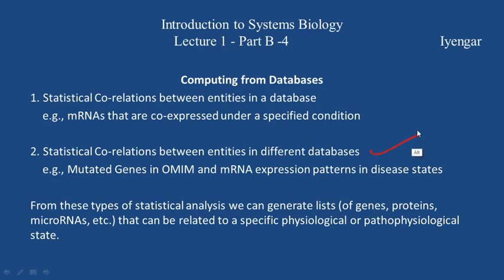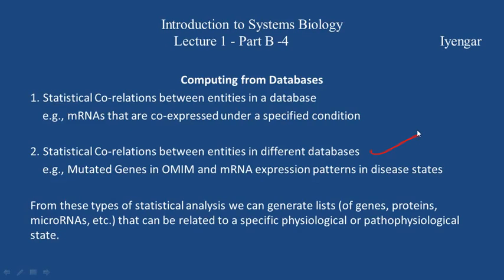So for example, you can combine the OMIM and GEO databases and look at the effect of mutated genes in OMIM and the mRNA expression patterns in diseases, and try to figure out what may be the relationship between mutation of specific genes and large-scale gene expression patterns.